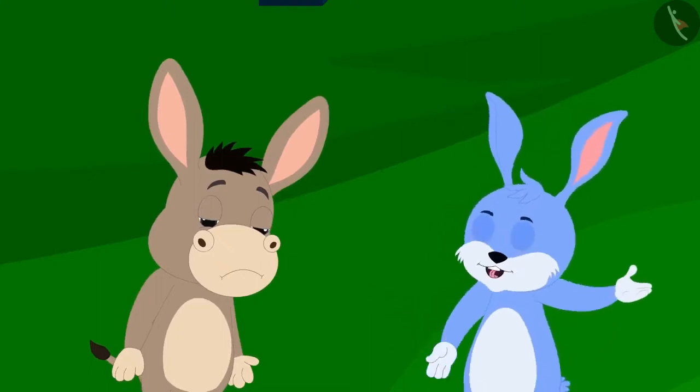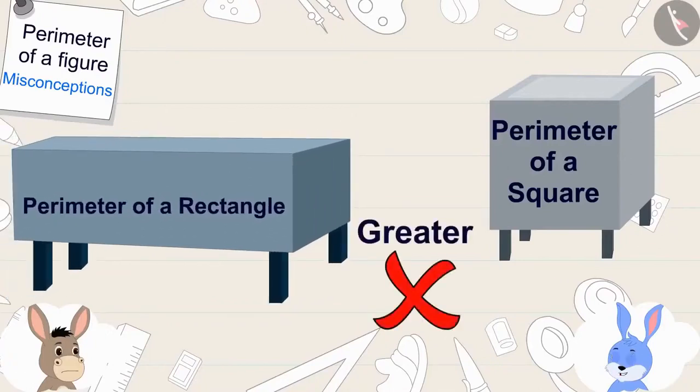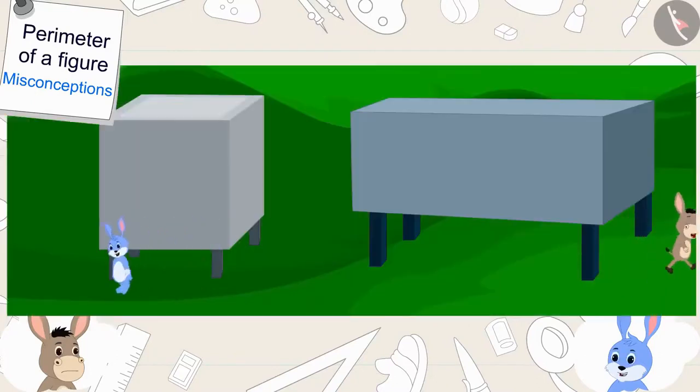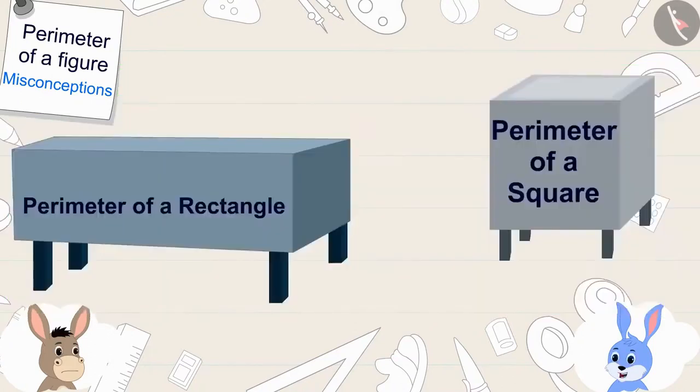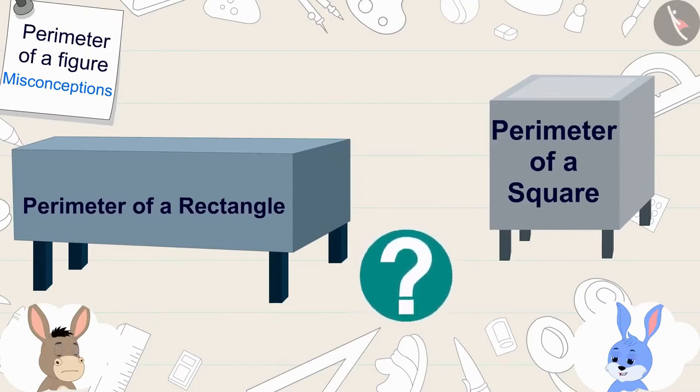No, Bhola. It does not necessarily mean that the perimeter of a rectangle is always greater than the perimeter of a square. We both circled our own tanks, so the distance we covered would be equal to the perimeter of those tanks. Let us calculate the perimeter of these two tanks. Let's find out. Then you will know that both of us have covered exactly the same distance.